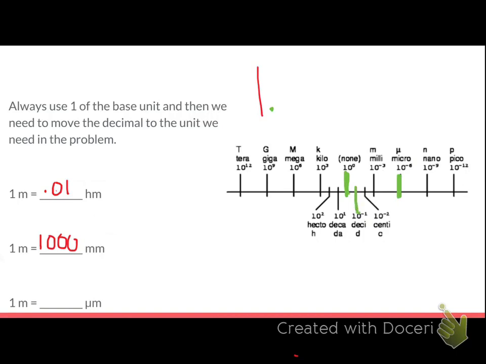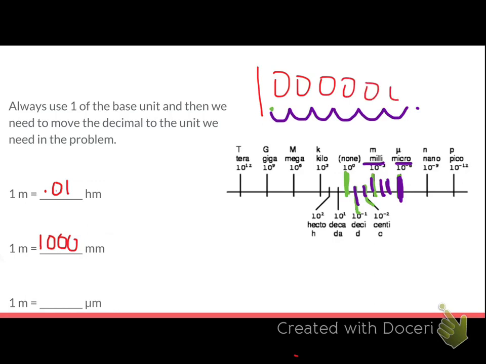So I'm going to move 1, 2, 3, 4, 5, 6 spots. Okay, so see how I move 3 between the milli and the micro? So we said 1, 2, 3, 4, 5, 6 spots. There's my new decimal. Fill it in with zeros. So then you're going to write that value in here. I'm not going to be able to fit that in that little line.